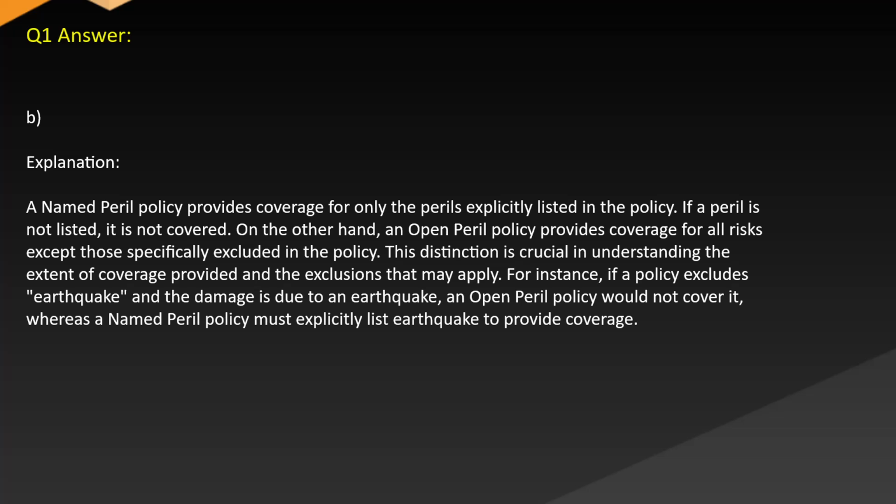For instance, if a policy excludes an earthquake and the damage is due to an earthquake, an open peril policy would not cover it, whereas a named peril policy must explicitly list earthquake to provide coverage.